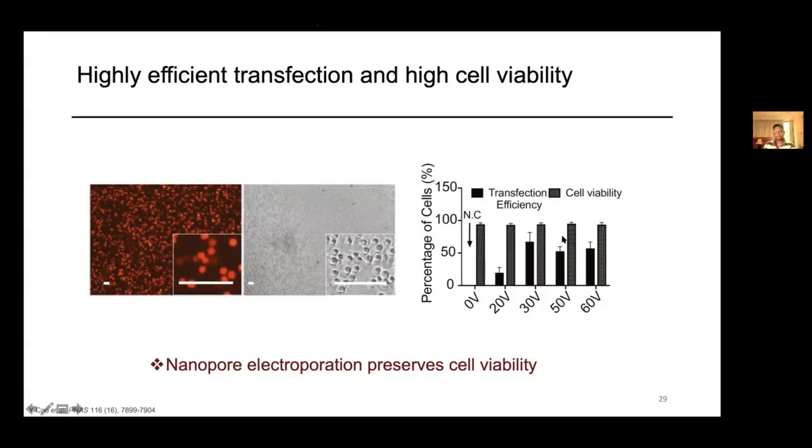So notably, at a voltage of 30 volts, we have pretty good transfection efficiency, which is about 80%. And the other important thing to note is that even if we have higher voltage, the cell viability always remains at 95%, which is just what we expected.